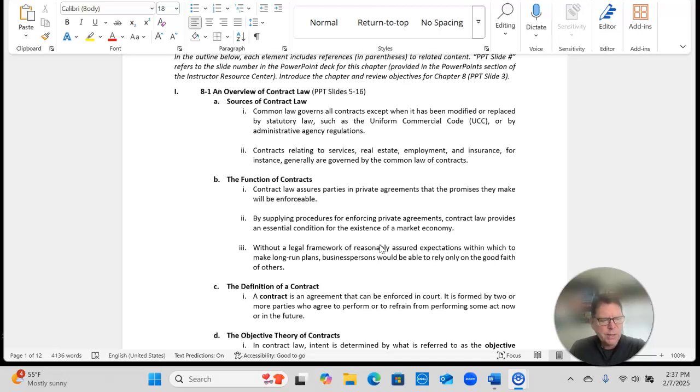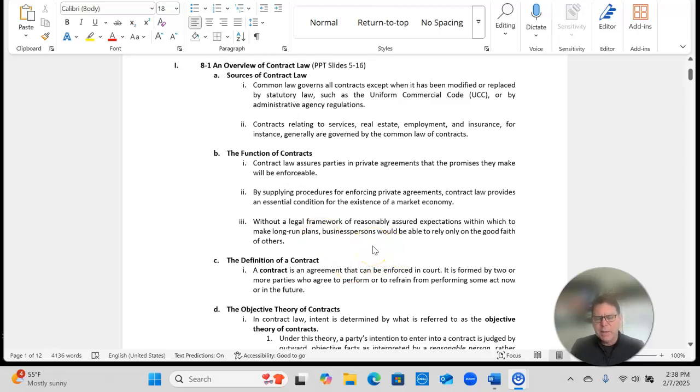As we start to study contracts, sometimes it's just a good thing to start at the basics and define some of the language of contracts itself. As you can see in the outline, and again, I'm using the outlines that I've posted on Canvas, so you can look through these outlines in Canvas as well and refresh your memory, and I'll add to these outlines in this lecture, but I'm using them to form the basis of the lecture. As you can see in the outline, a contract is defined as an agreement that can be enforced in court. It is formed by two or more parties who agree to perform or refrain from performing some act now or in the future.